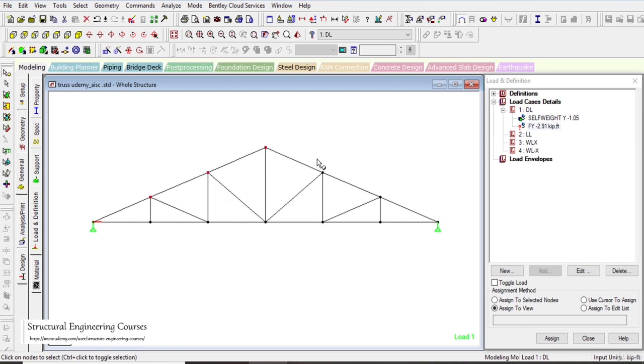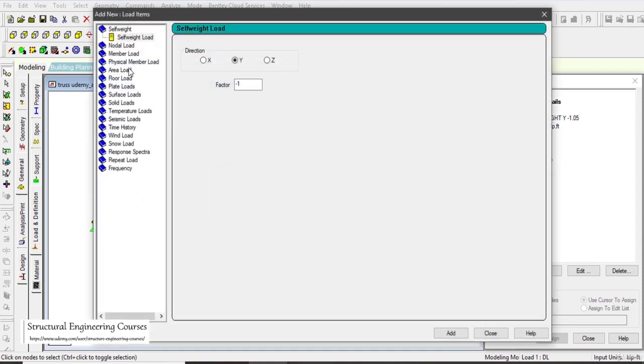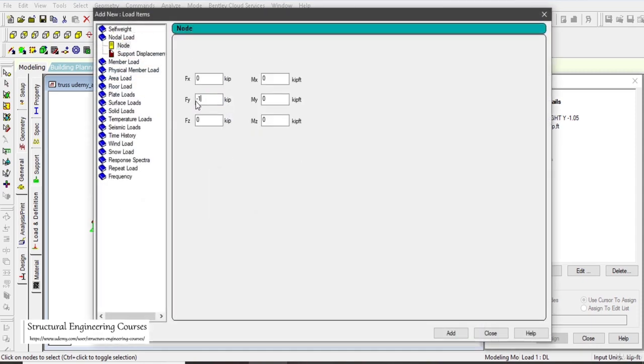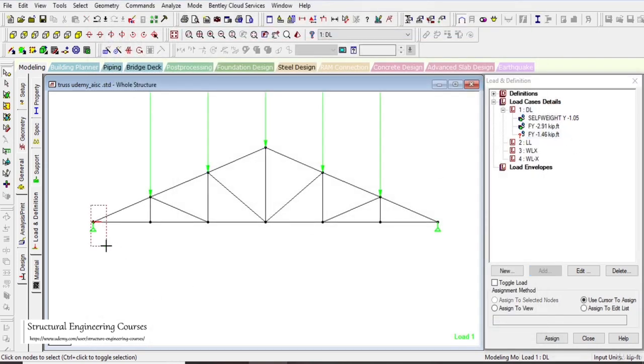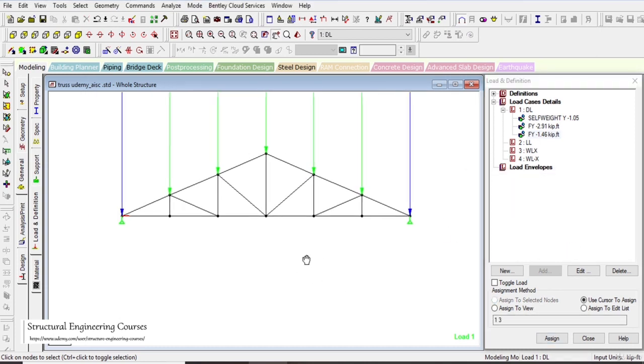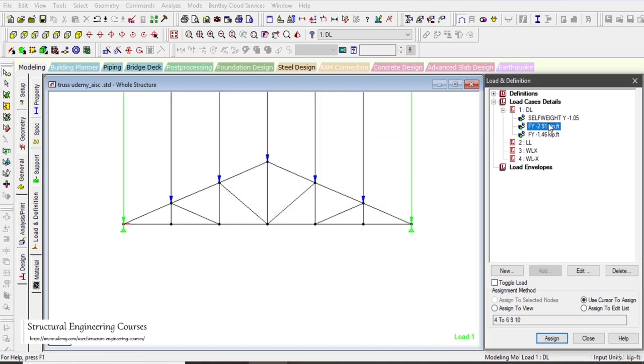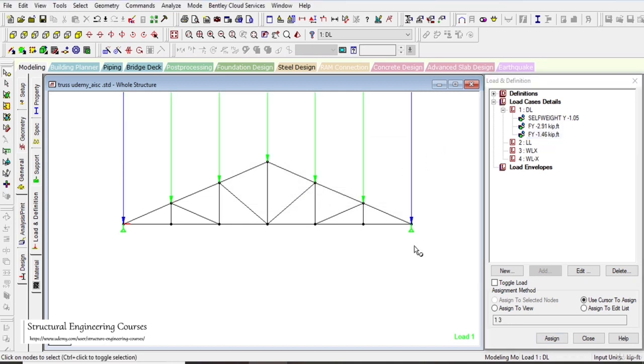and the loading on all these nodes shall be 2.91. But for this end node, as I had explained you earlier also, the span is 50% of this. So we can go with nodal load as minus 1.46. So left click on add here, and then we can just assign to selected nodes and gears. So now all the loading has been applied for the dead load.